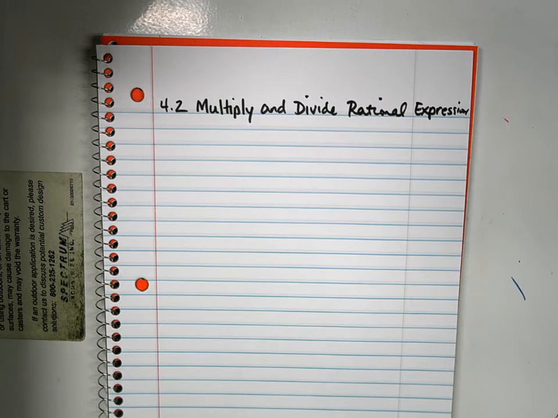This lesson is 4.2. We're going to multiply and divide rational expressions, and we're going to simplify as we go, or simplify when we're done.